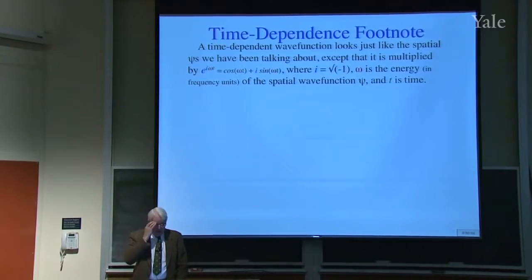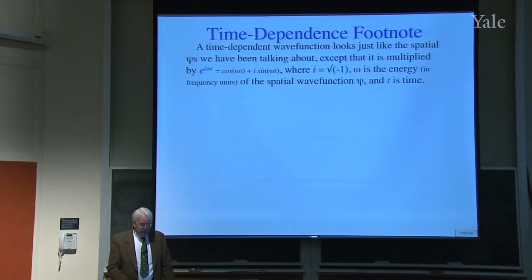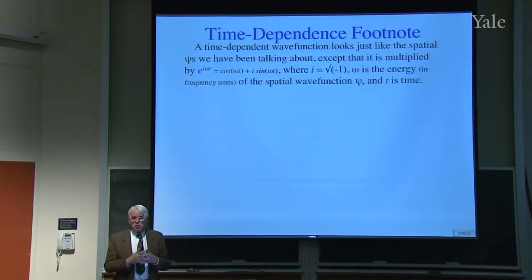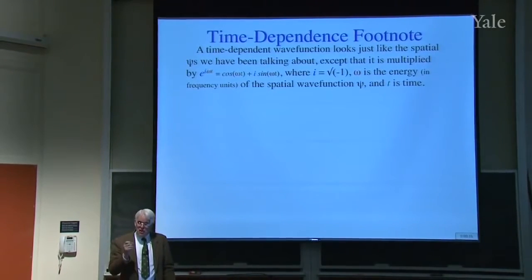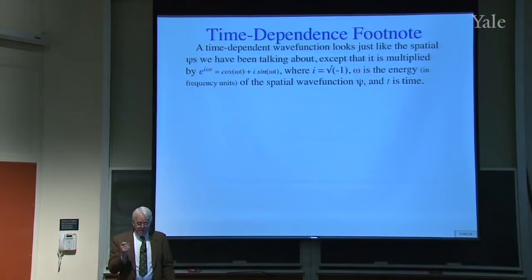So I'll just read it to you. A time-dependent wave function looks just like the ones we've been talking about, functions of position, right? Except that it's also got something to do with time, obviously. It's multiplied by e to the i omega t. And you know, e to the ix is cos x plus i sine x. Have you done that? I think you may have seen that.